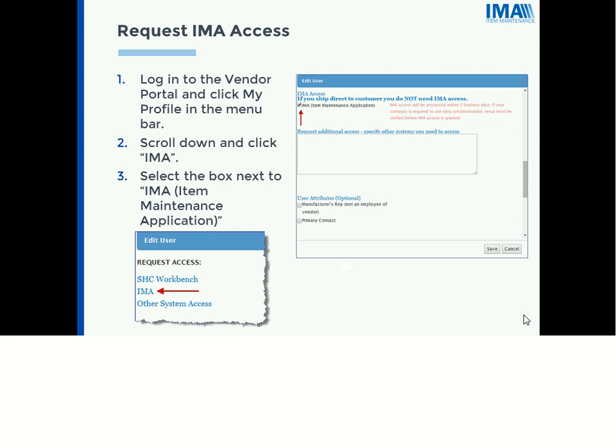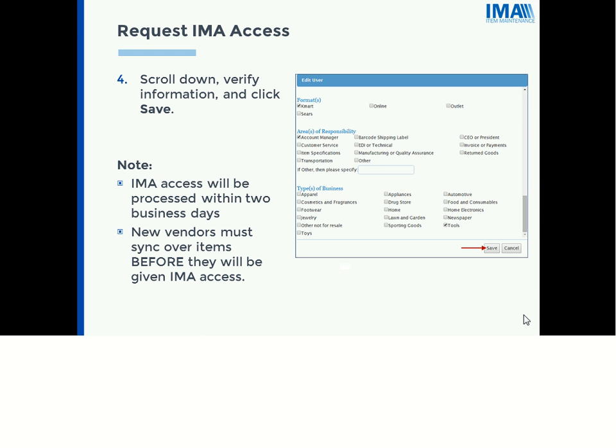So to request IMA access, if you're in the vendor portal, you click on My Profile, scroll down and click IMA, and then select the box next to IMA Item Maintenance Application. And then you just verify the information and then click Save. Usually access is provided within 2 business days. Be aware if you're a brand new vendor and you've never synced items over, you do have to sync items over before you'll be given IMA access.